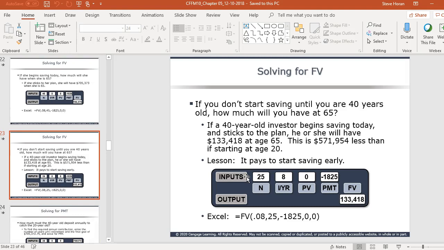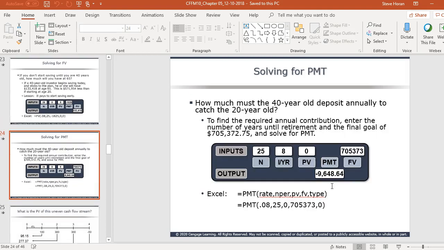Okay, so then they're going to compare that to somebody else who doesn't start that same plan until later in life, let's say at age 40. So now there's 25 years until retirement, and that is a much smaller number. I want you guys to see that. So 25 years, 8% per year, the payment annually is $1,825. You end up at $133,418. So a huge difference between the two.